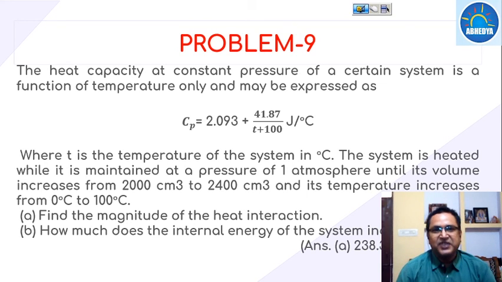The next problem is a very good problem in which the variation of specific heat at constant pressure is given with respect to temperature. So how to approach this type of problem? It is given that the heat capacity at constant pressure of a certain system is a function of temperature only and may be expressed as Cp equals 2.093 plus 41.87 divided by T plus 100 joule per degree centigrade. So this is the variation of specific heat at constant pressure with respect to temperature. First we'll write this variation.